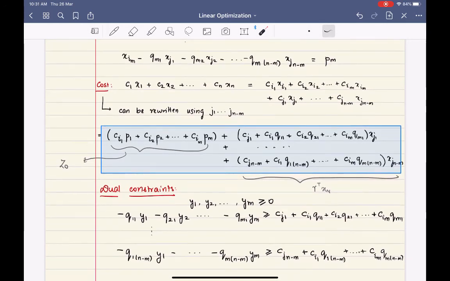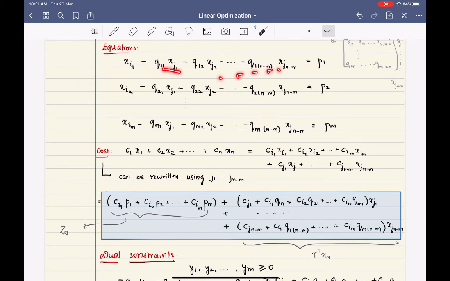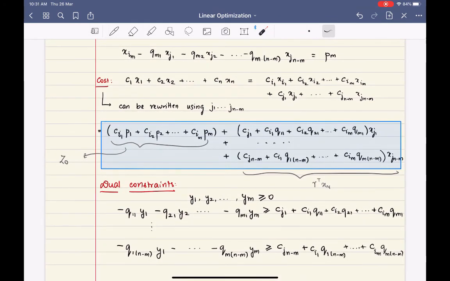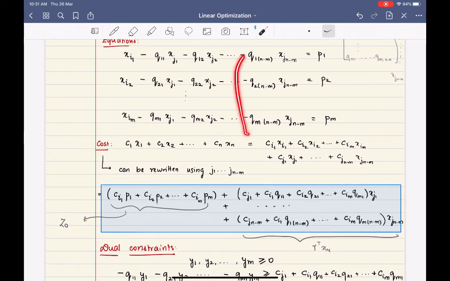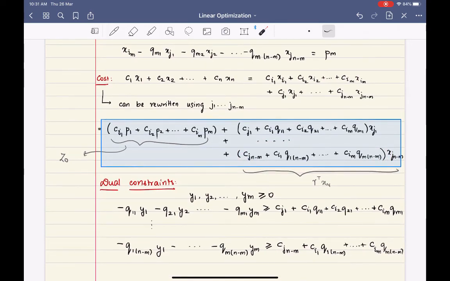Okay, and so on. So then you do this from xj1 till xjn minus m. Okay, and then you get these constraints. So you kind of get this column multiplied by y1 till ym is bigger than or equal to this coefficient. Okay, so these are the dual constraints. Now let us see how we can get a feasible solution for the dual.